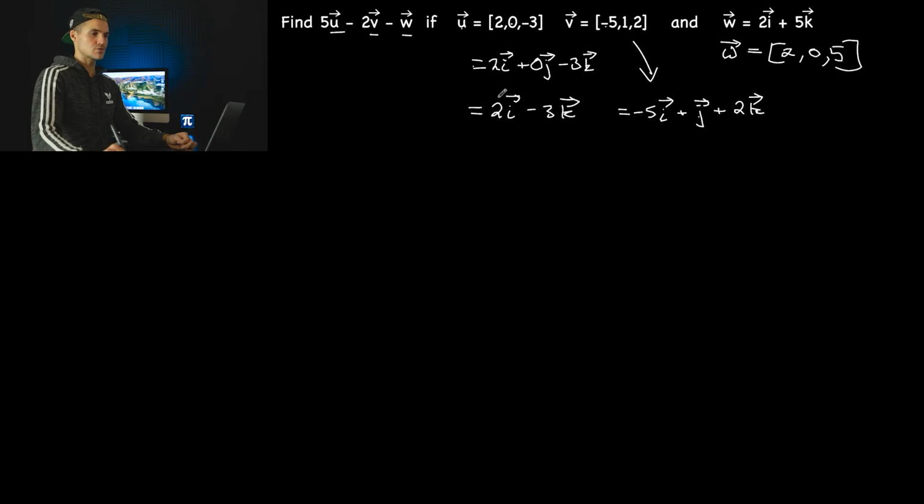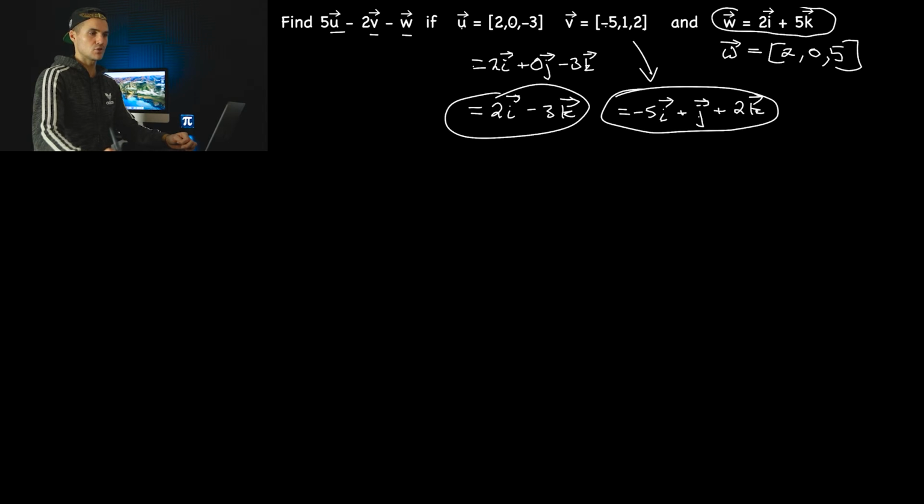So whether you want to use u, v, and w in unit vector form, plug them in here, all of these in brackets, then distribute the constants in, and then collect the like terms, or you want to keep them in component form, I think I'm going to keep them in component form, these forms right here.